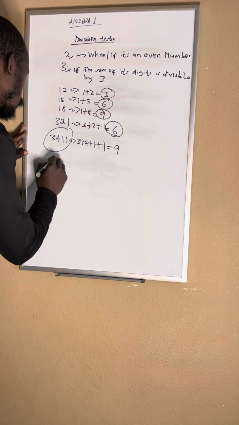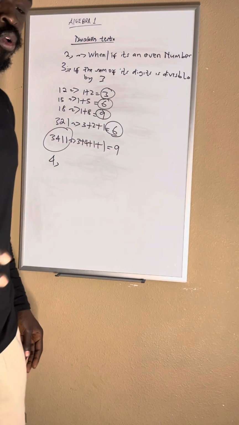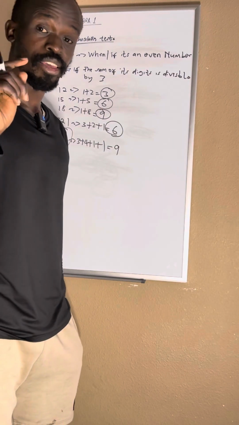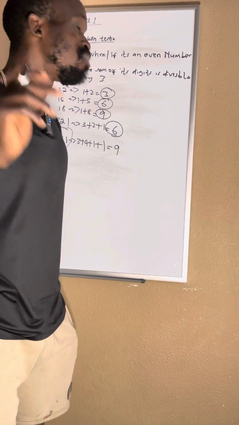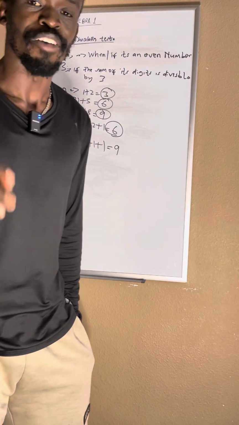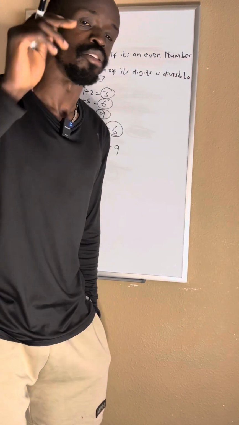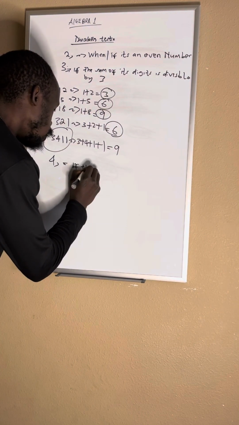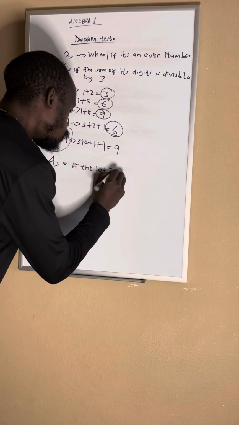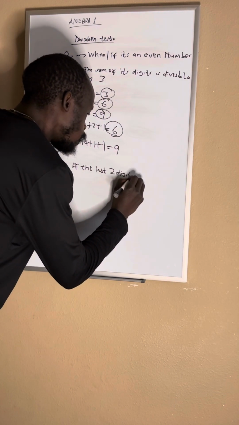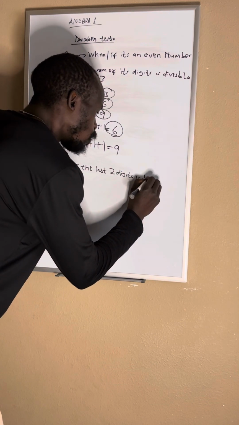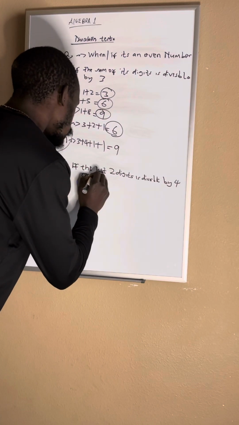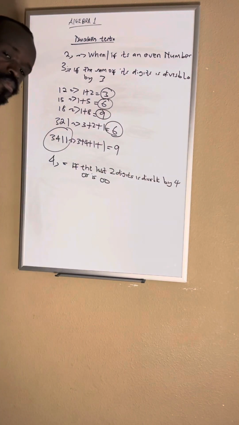Let's move to our next number. The divisibility test for 4. A number is divisible by 4 if the last 2 digits are divisible by 4 or are 0.